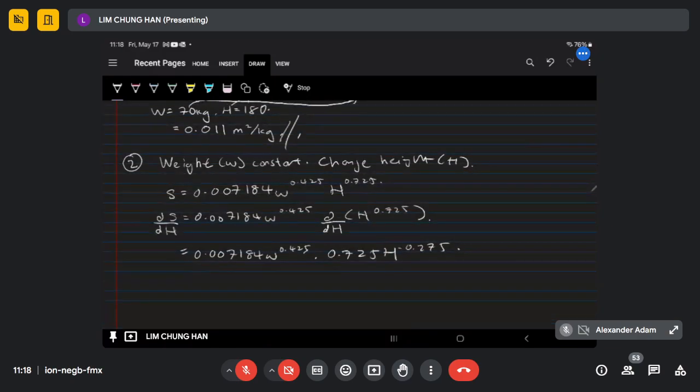Okay. So again, we know W is 70 kilograms. H is 180. Can you substitute this in there? Substitute that in there. What's the answer?